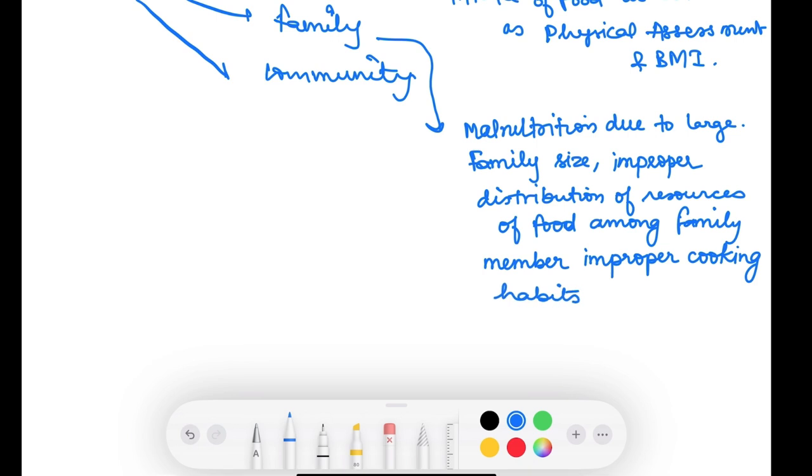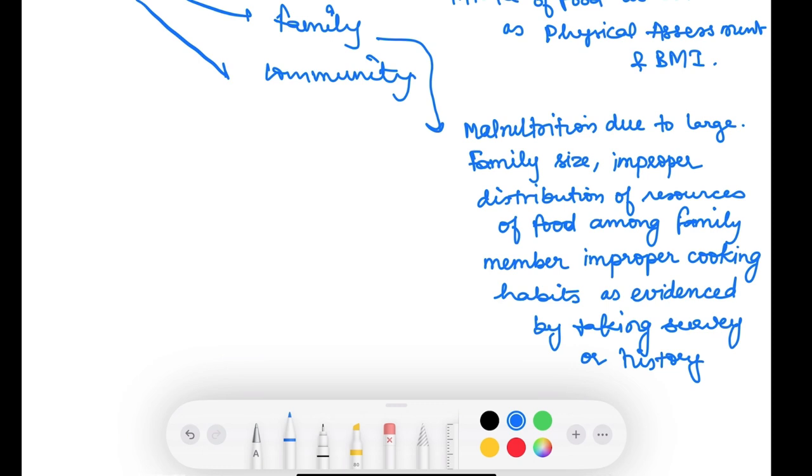Evidenced by either watching or observing their cooking habits or asking them, as evidenced by taking survey, community surveys. So we will know about the practices or the things that they are following during their food making or other things, or history, and also by observation.